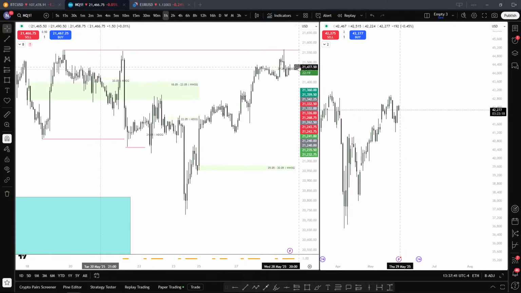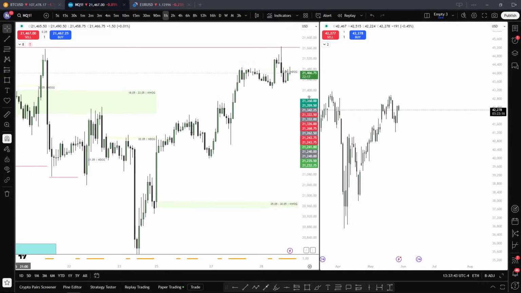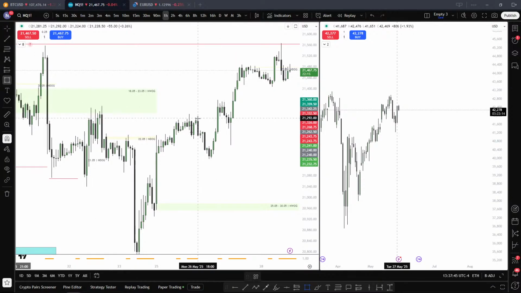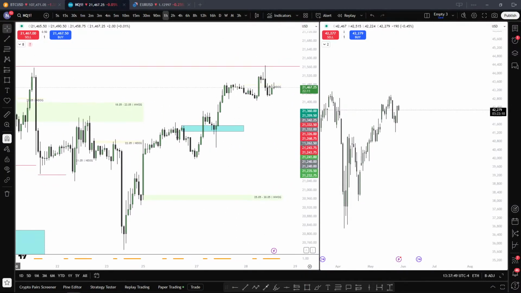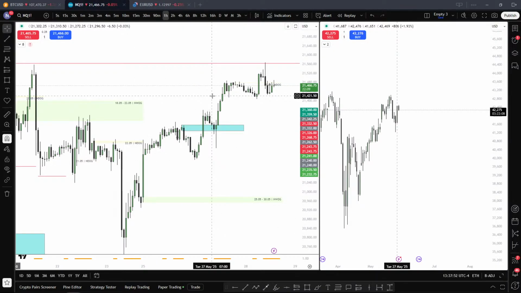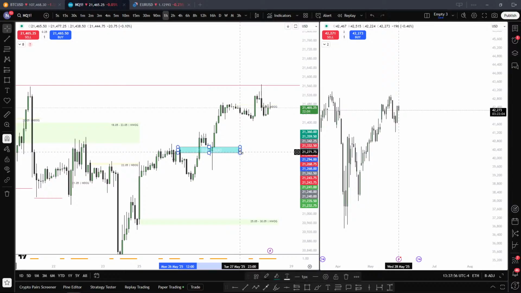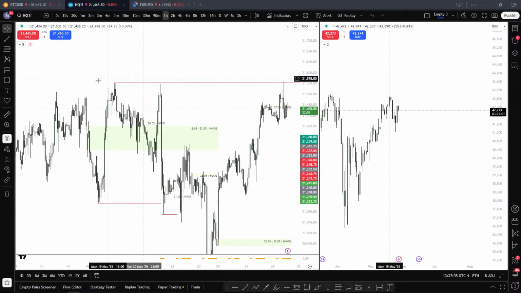Now, I had this PD array marked out here earlier on in the week. We had a perfect bounce from it there, and we started moving away from it again. So these highs were my external draw. They got tapped just after 9:30. So the Judas swing took them out. Right, perfect.